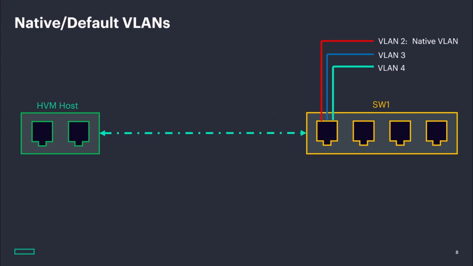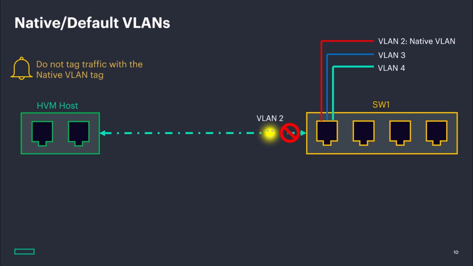Now, one thing to be aware of is that there can only be one native VLAN per switch port. You can send any VLAN tagged traffic to the switch port, and if the switch port is allowed to pass that VLAN traffic, it will. Now, there's one exception to that. You cannot tag any traffic with the default VLAN tag. If the switch sees traffic tagged with the default VLAN tag, it'll drop it, because the switch thinks it's the source of truth for that tag.